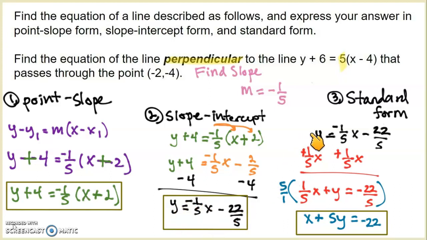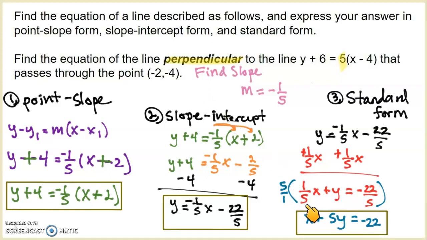change it into standard form. So I need to bring the x with the y. I'm going to add 1/5 x to both sides, and then this is somewhat in standard form, but I want to make sure I get rid of my denominators. This value is already positive, so I don't have to worry about that. So to clear my denominators, I'm going to find the LCD, which happens to be 5. So multiply each term by 5, and I'm left with x plus 5y equals -22.